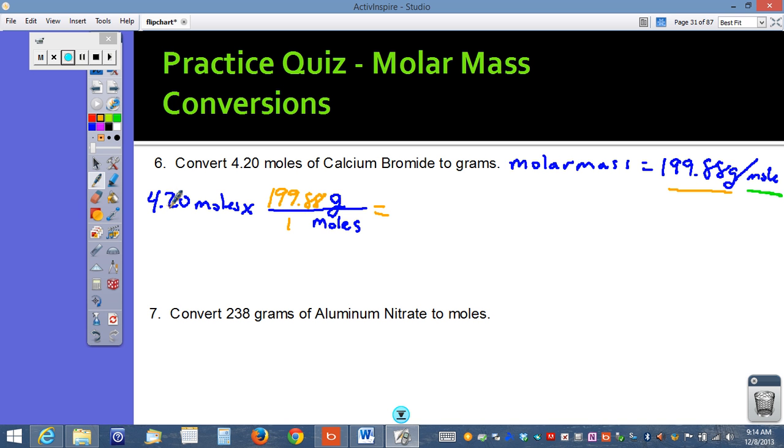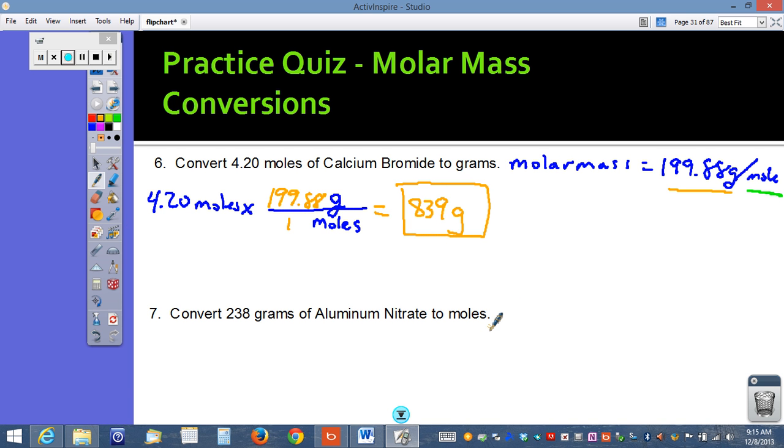So I'm going to multiply across the top, 4.20 times the mass, divided by 1, equals my final answer, which in this case is 839 grams. 3 significant figures because this has 3 sig figs and this one has 5, but 3 is less. Let's try the one down below.